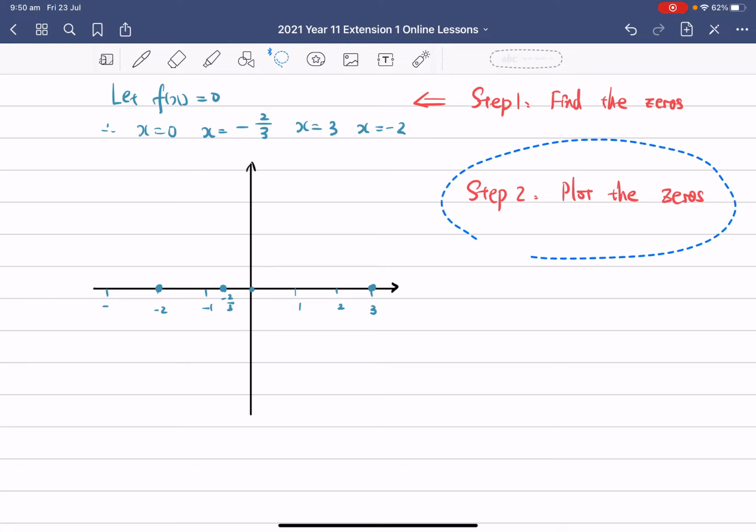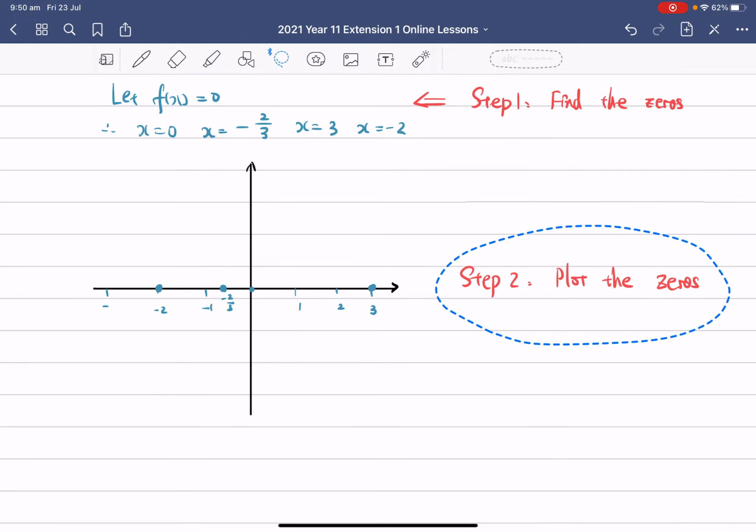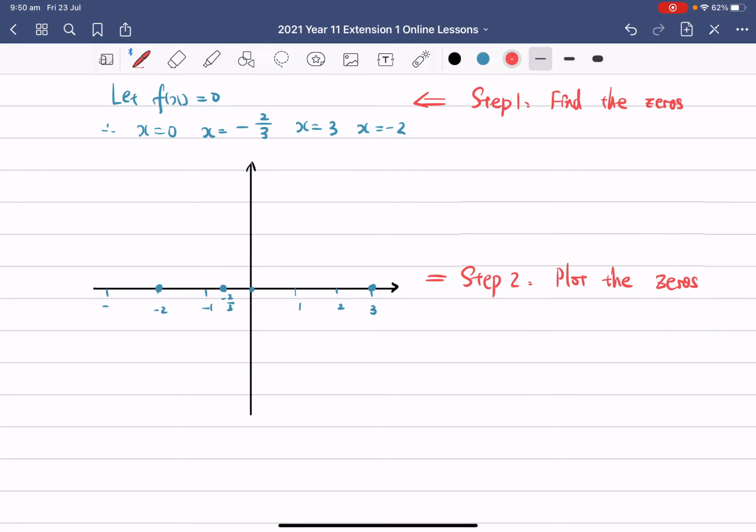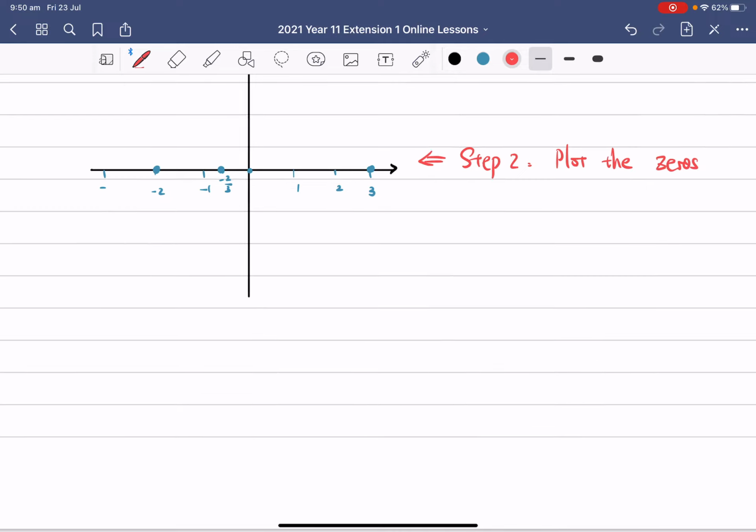Once you finish step 2, you then start to find the Y-intercept. The next step will be just finding the Y-intercept.